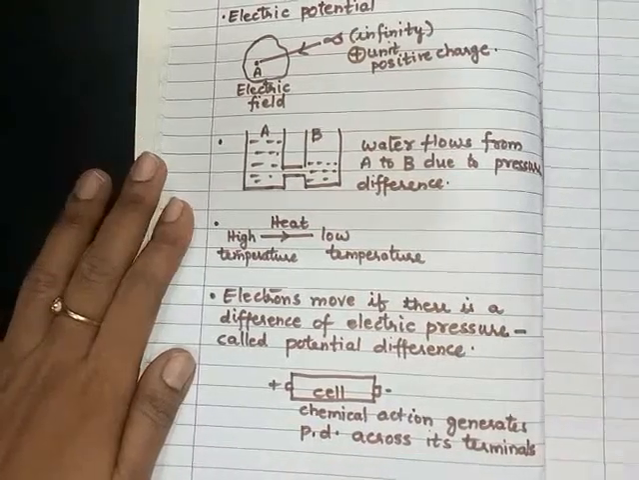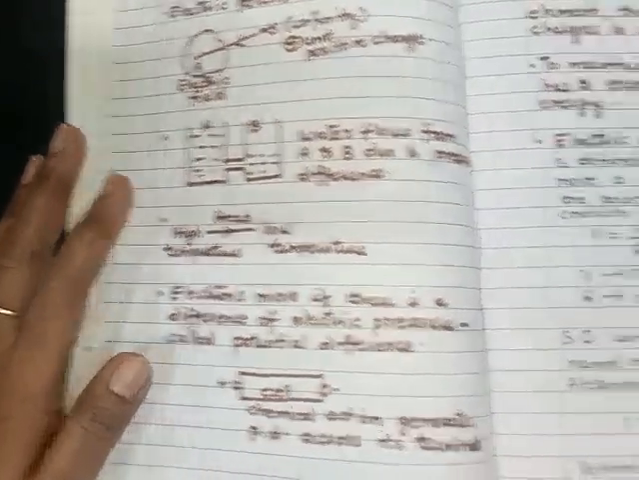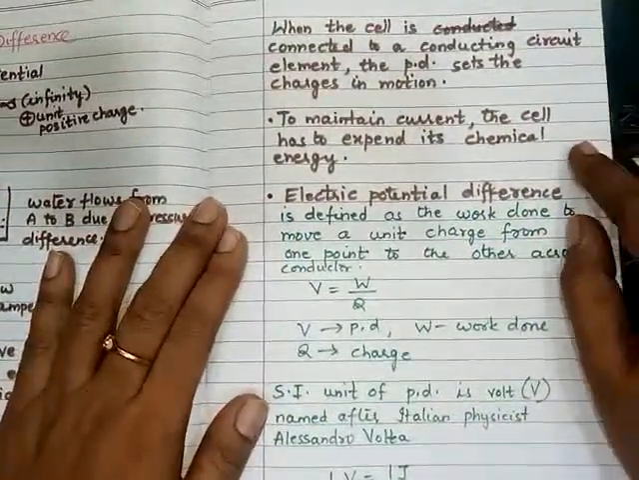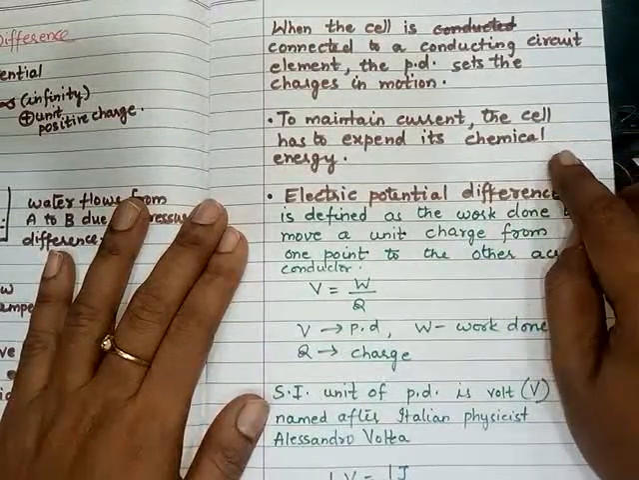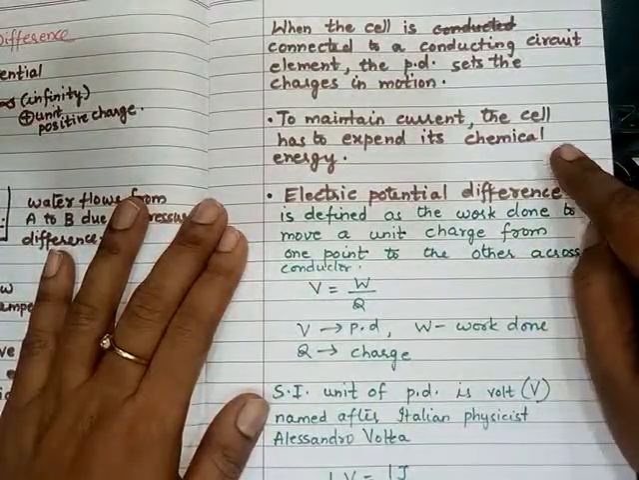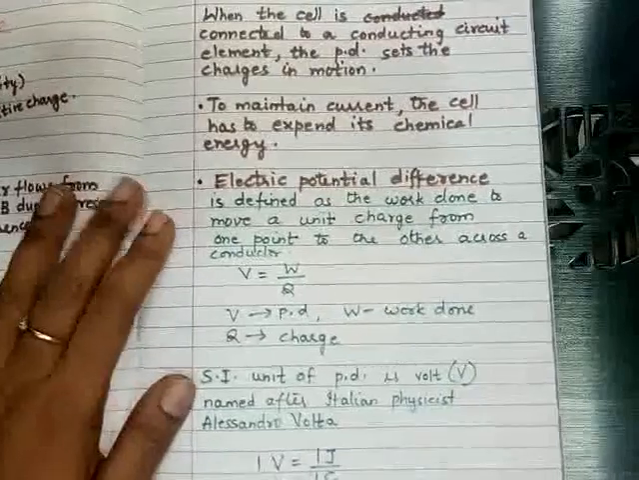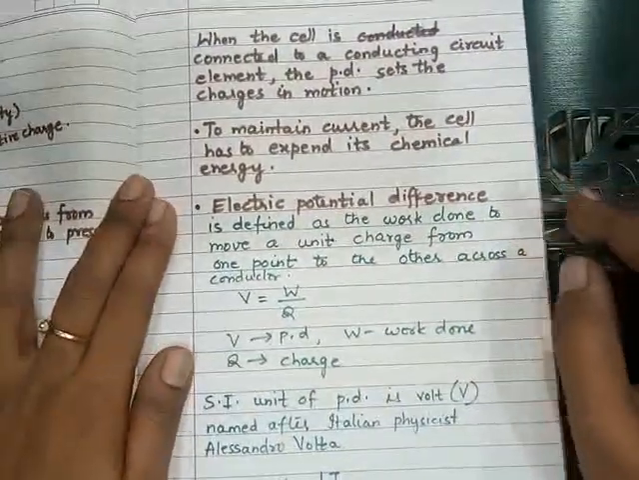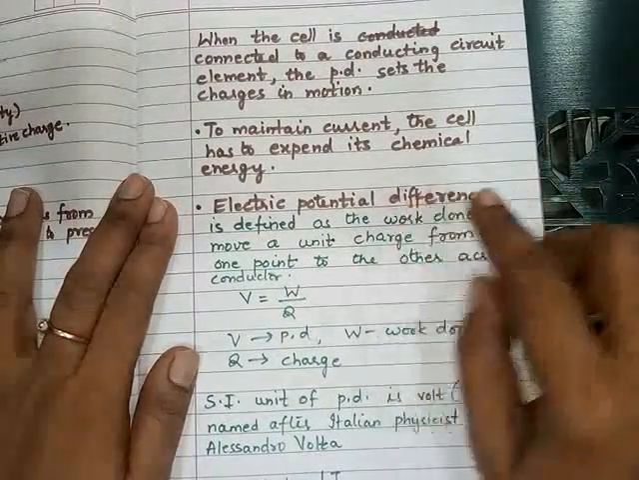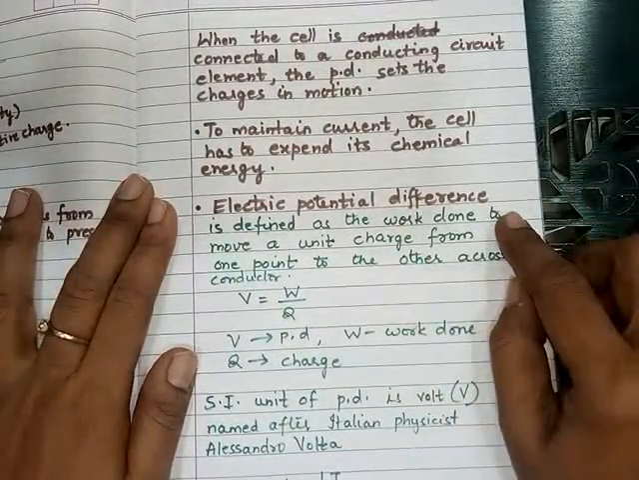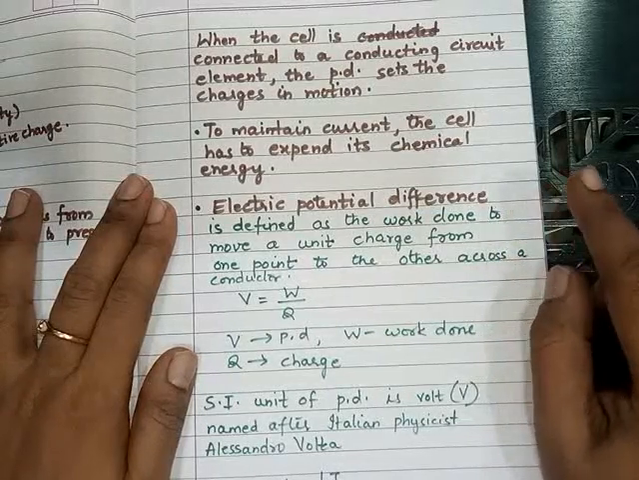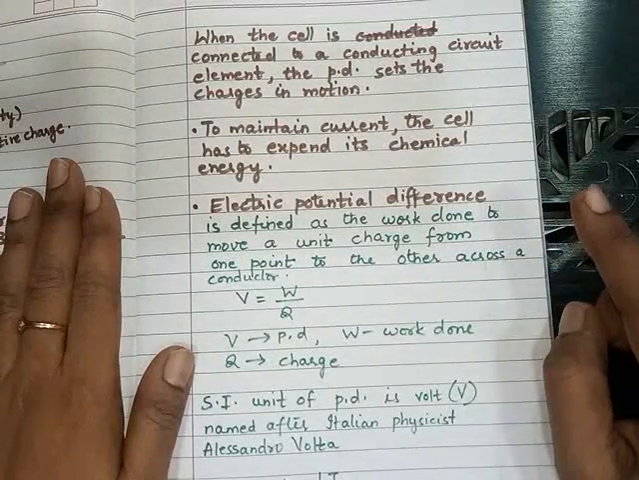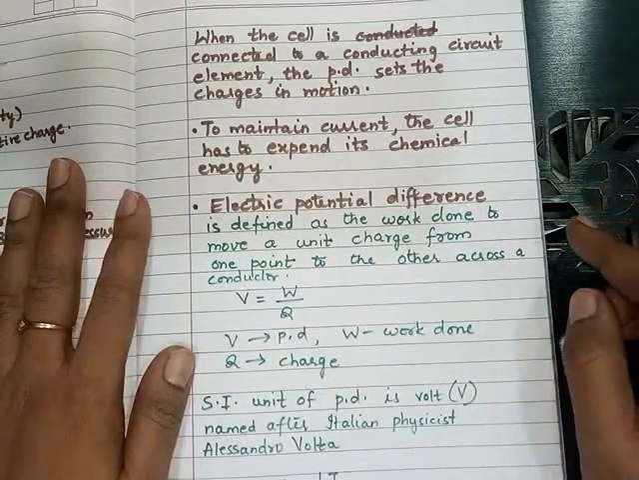So that it can actually make the charges move. We will now see that the current is maintained in a circuit when the cell keeps on expending its chemical energy. As long as the cell keeps on expending its chemical energy, the current is going to be maintained. This is what is called the electric potential difference. So the cell or the battery provides the potential difference so that the current is kept moving, or the charges are kept in motion.